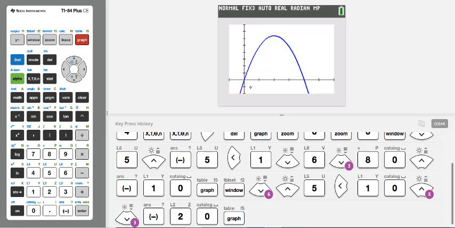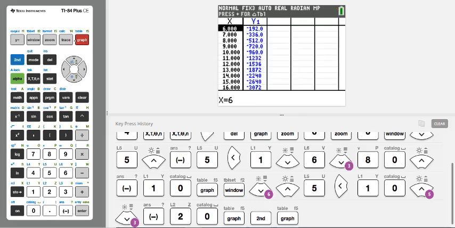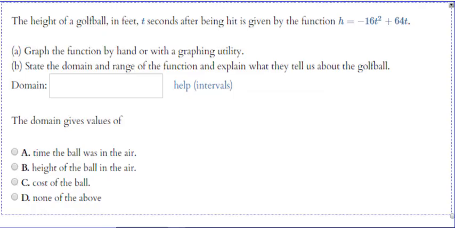It appears to be 0, 0, 1, 2, 3, 4. So what I'm going to do is go to second graph. Now, if that's true, my output should be zeros. And you can see it: x is 0, output 0. That means it's on the ground, right? And at 4, the output's 0. So the domain on this is from 0 to 4. The domain gives you the time the ball was in the air.